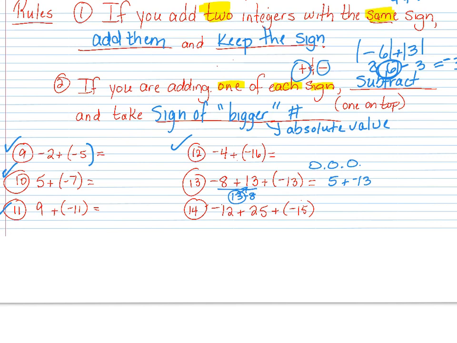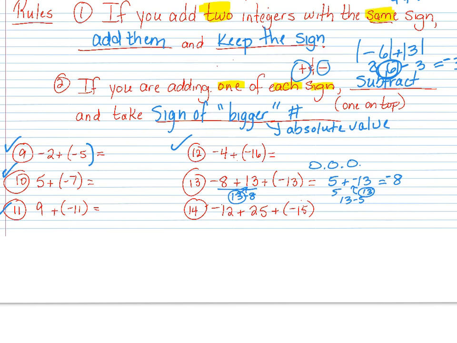That's the next step. Look at, we have one of each here. Okay? Take their absolute values. This one's 5, that one's 13. 13's bigger, so I'm going to go 13 minus 5, which is 8. And I've got to take the sign of the 13, which was negative. You've got to show me that work.